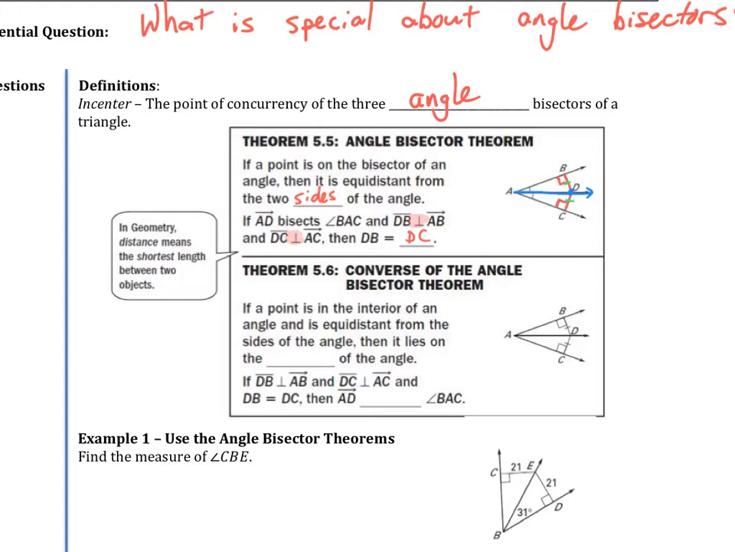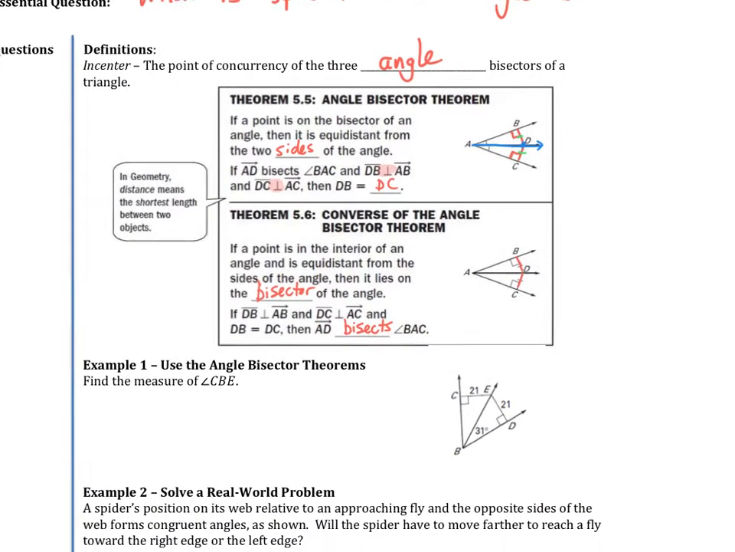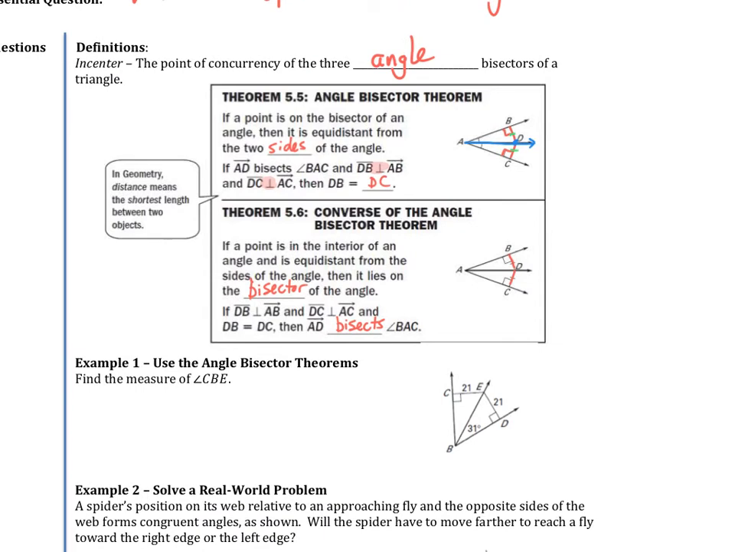Theorem 5.6 is the converse of the theorem we just covered. If a point is in the interior of an angle and is equidistant from the sides, then it lies on the bisector of the angle. So if DB is perpendicular to ray AB and segment DC is perpendicular to ray AC and DB is equal to DC, so you can see that this red line and this red line are equal, then ray AD bisects angle BAC. So basically, if it's on the angle bisector, it's equidistant from the sides, and if it's equidistant from the sides, then it must be on the angle bisector.